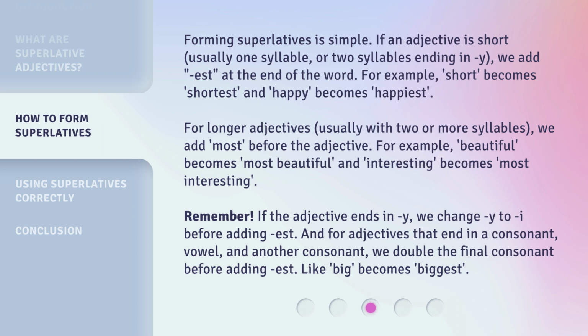Remember, if the adjective ends in y, we change y to i before adding est. And for adjectives that end in a consonant, vowel, and another consonant, we double the final consonant before adding est. Like, big becomes biggest.